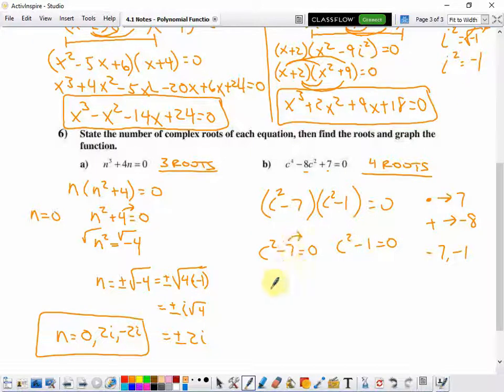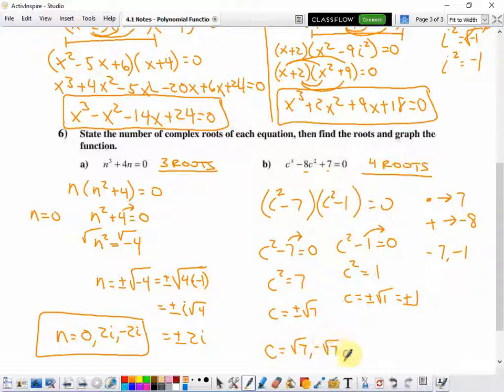So we'll move this over. C squared equals 7. And take the square root. C is plus or minus the square root of 7. Move that -1 over. C squared equals 1. Take the square root. C equals plus or minus the square root of 1, which is plus or minus 1. So our four roots: c is the square root of 7, the opposite of the square root of 7, 1, and -1.